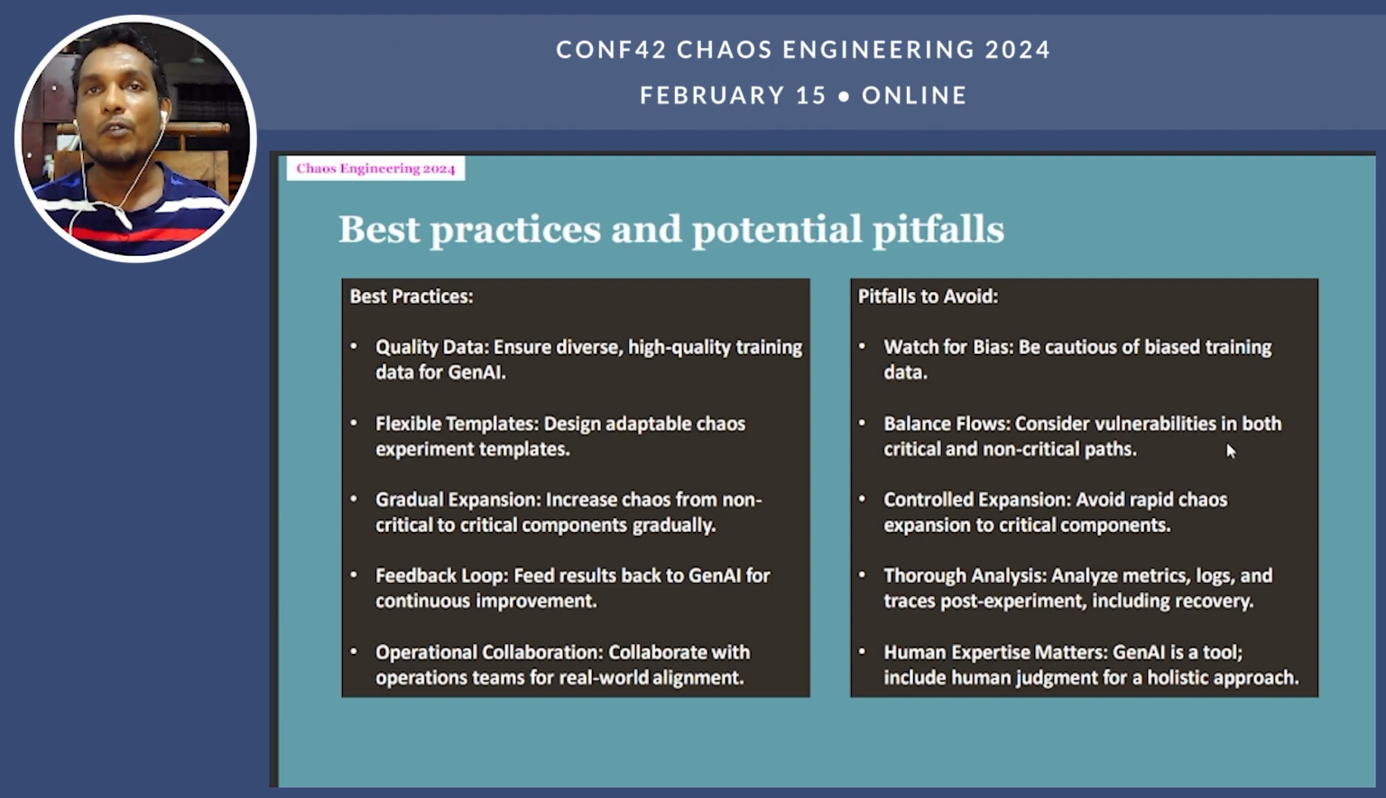And what are the pitfalls to look at? One big pitfall, when you are looking at generative AI, is that sometimes we have seen data bias. So you have to ensure that when you are providing this data, the model will not go into a data bias situation. When I say data bias, an example is about balancing the workflows. It can identify critical workflows and non-critical workflows. We don't want the model to be biased toward the critical workflows, where it will only look at those. We want a good cover of non-critical workflows as well.